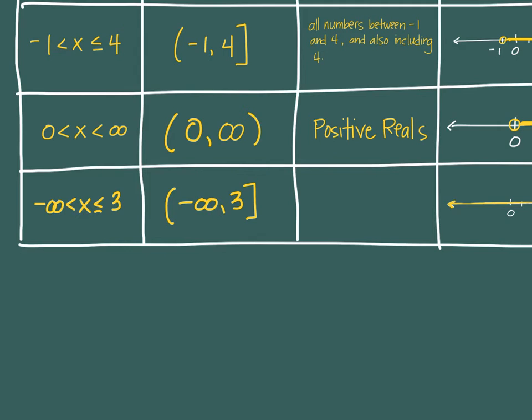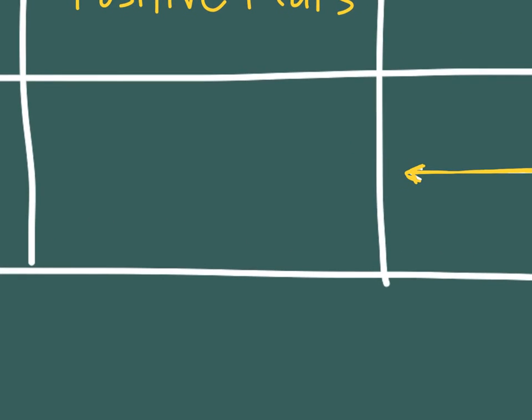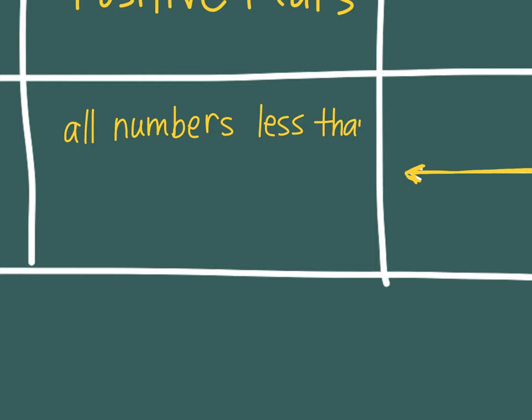All right, does anyone want to take a stab now at describing this interval set in words? All numbers less than 3 or equal to 3. Okay, and including 3. Very good. So all numbers less than 3 and including 3. Or you could say less than and including 3.